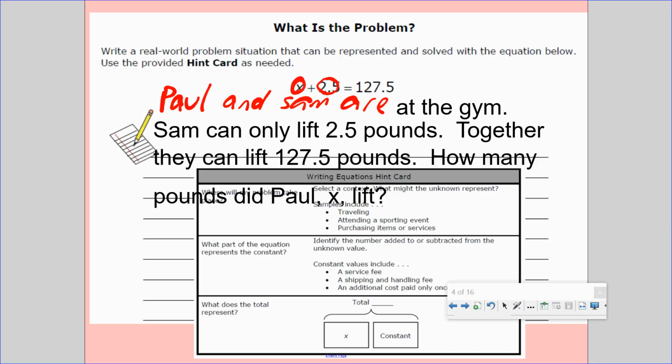I've heard many stories from my kids. One of the math teachers sent large packages of chocolate and roses to his celebrity girlfriend. The package of chocolate and roses weighed 127 and 5/10 pounds. The chocolate weighed 2.5 pounds. How much did the roses, X, weigh?